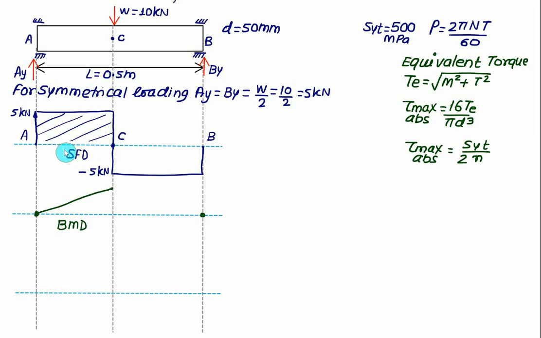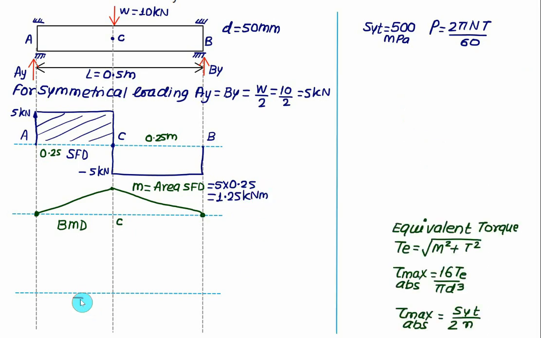So this value is 0.5, so it means that we have length equal to 0.25 meter, as well as this length is also equal to 0.25 meter, and this maximum bending moment will occur at point C. So it means that C is a critical section as far as the bending stress is considered. So the value of bending moment will be equal to the area of SFD, that is equal to 5 into 0.25, which is 1.25 kilonewton meter.